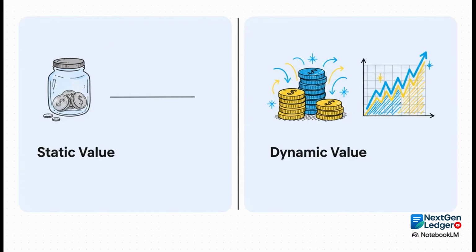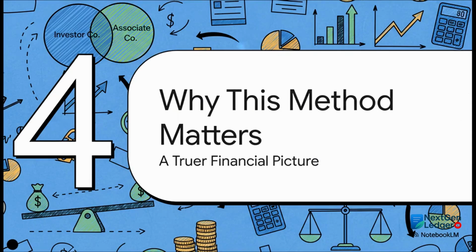And this is where you can really see the difference compared to the simpler cost method. See, the cost method is static. The value just sits on the books at what you paid. But the equity method, it's dynamic. It moves and breathes with the associate's performance. It lets you recognize your share of the income as it's being earned, not just when you get a check in the mail. So you might be thinking, okay, that sounds a little more involved.